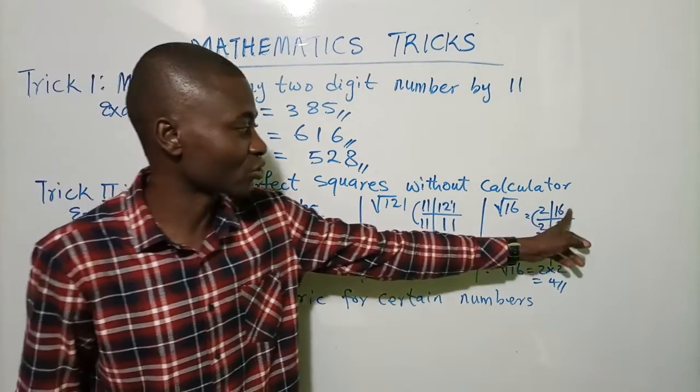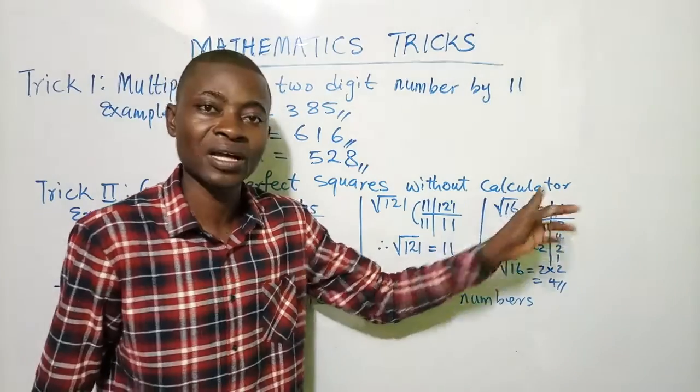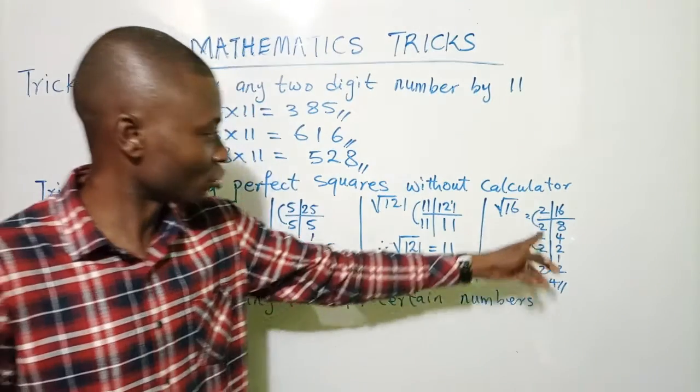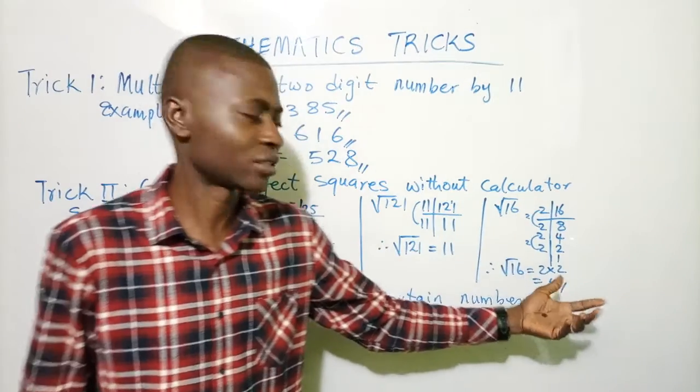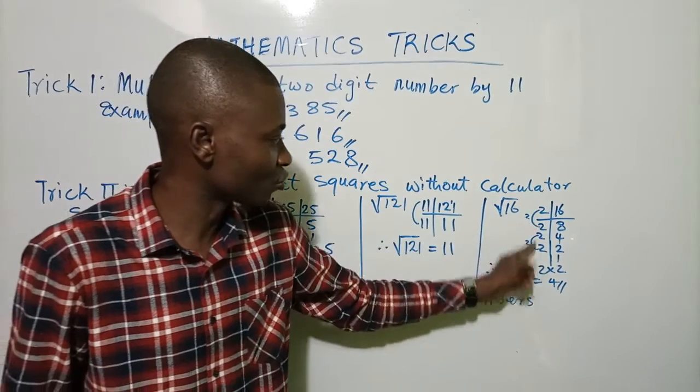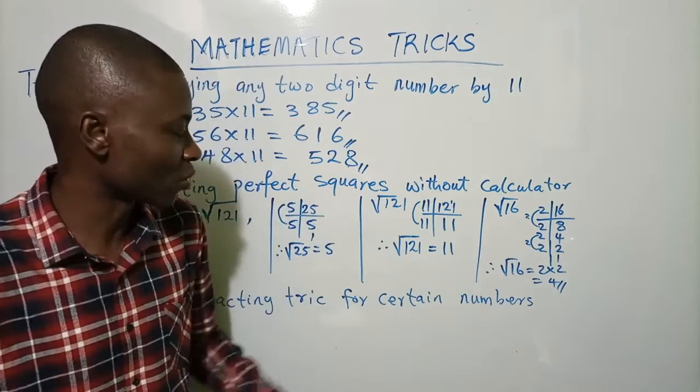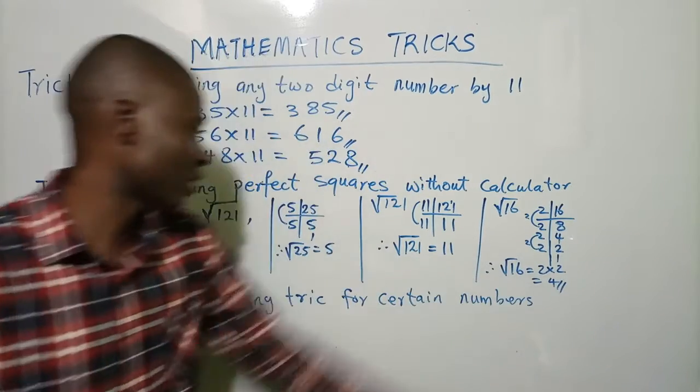But remember, you're going to start from the smallest number. Don't jump, okay? Don't jump. Just start from the smallest number. When you are done dividing, as if you are finding the LCM, then you group them into 2 and then pick out just one of them, then multiply it, give you your answer.